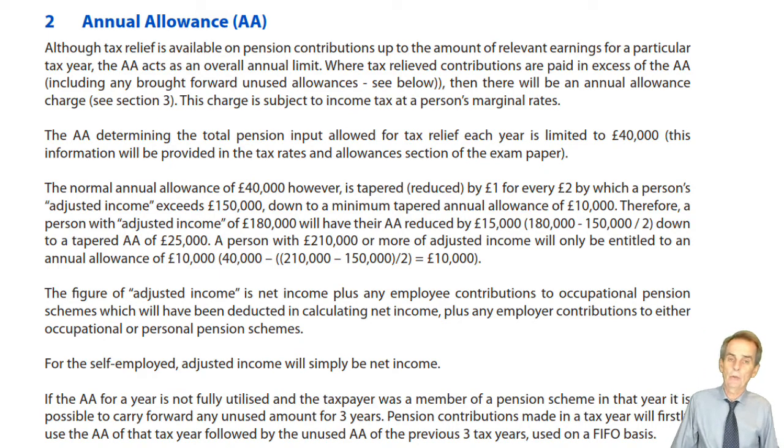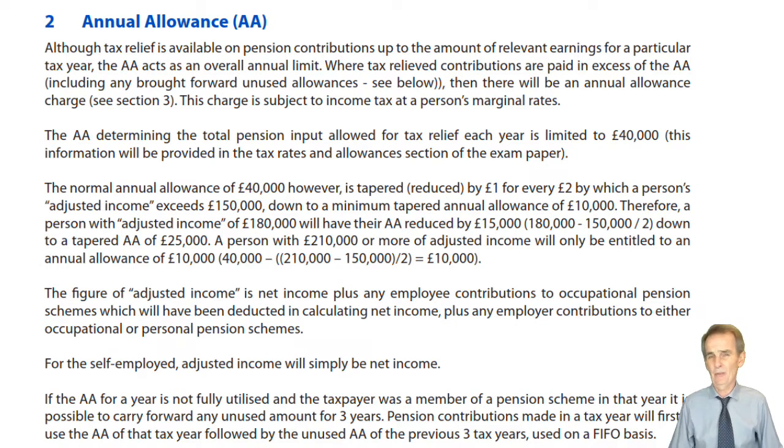So far as those personal pension contributions were concerned, again, we have limits placed on them in the form of our relevant earnings. The relevant earnings now for the self-employed would be your trading income assessment. So if you're an employee, it is your employment income. If you're self-employed, it is your trading income assessment for the tax year.